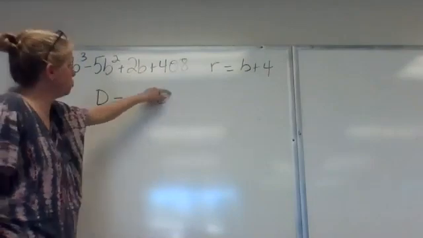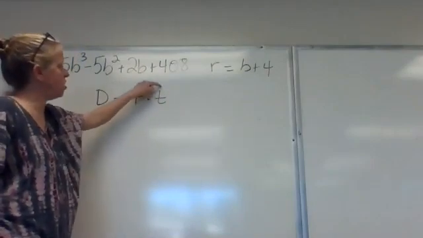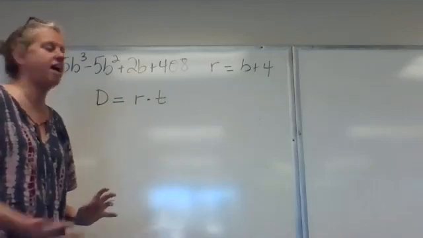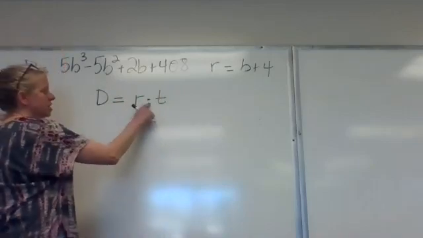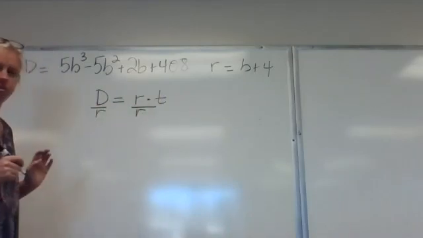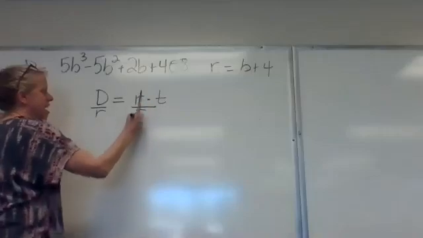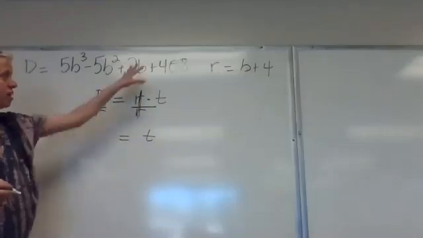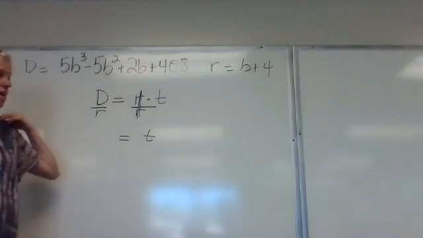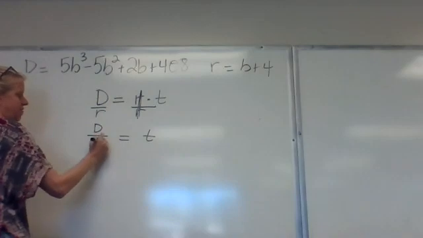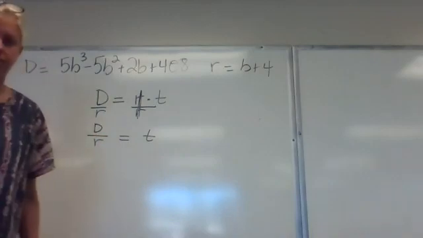But remember, so this is what I want by itself, because if I solve what t is, I'm going to have my answer. So let's get the formula right first. I need to get rid of this times r by dividing by r. That'll get my t by itself. And if I have t by itself, after I fill in what I know, I should have my answer. So t is equal to the distance divided by the rate.